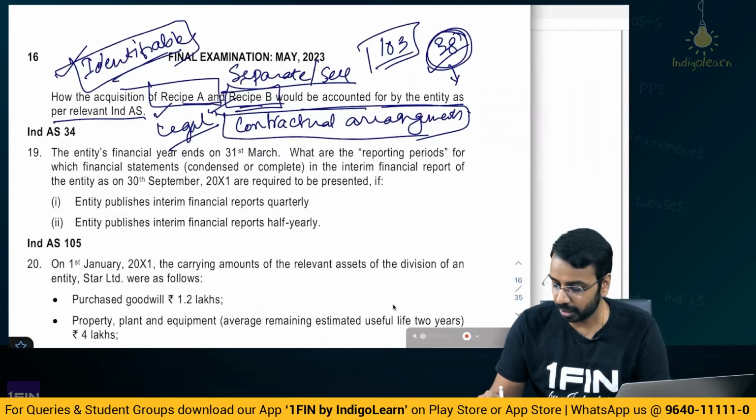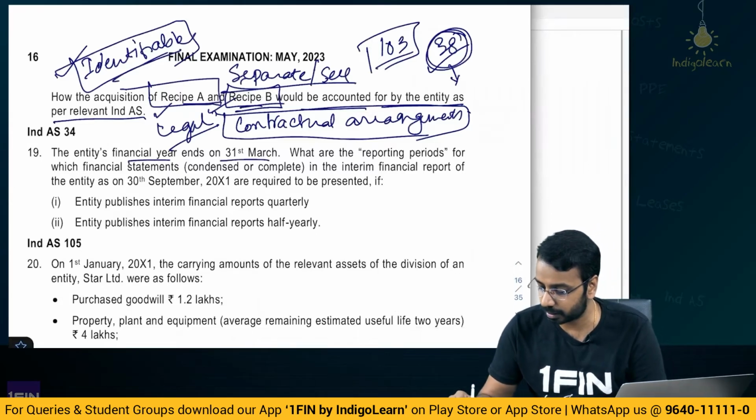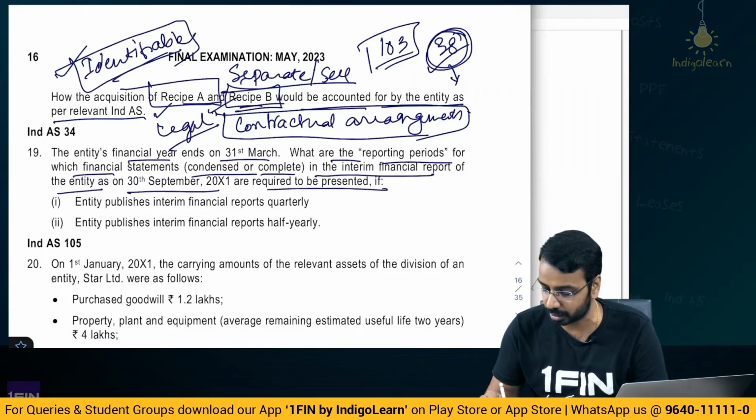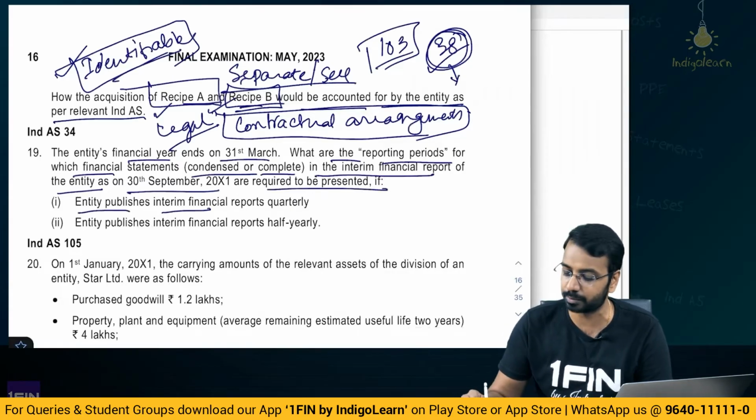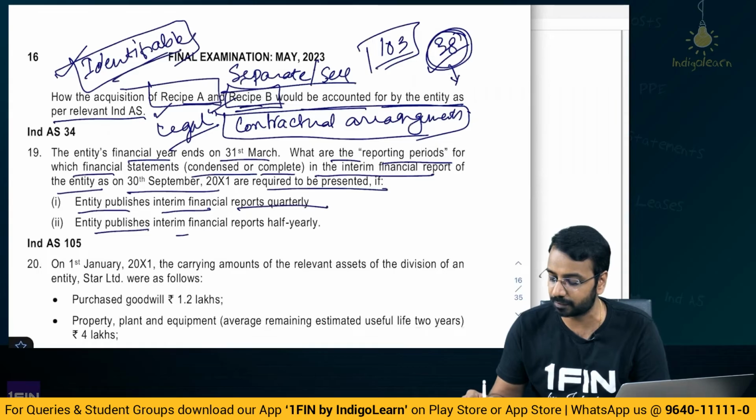Next one. The entity's financial year ends on 31st of March. What are the reporting periods for which financial statements, condensed or complete, in the interim financial report of the entity as on 30th of September are required to be presented if the entity publishes interim financial reports quarterly, and if the entity publishes interim financial reports half yearly?